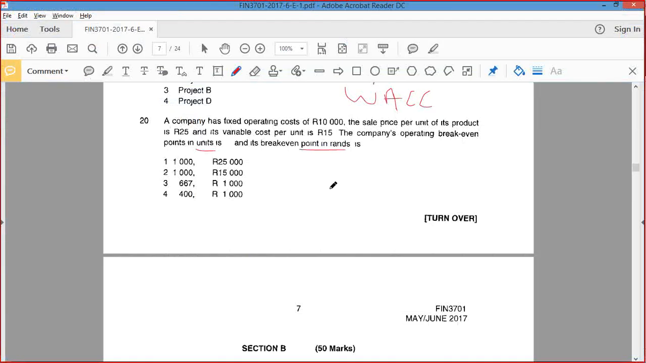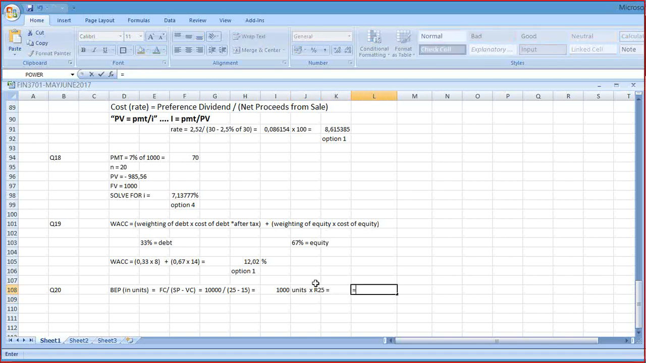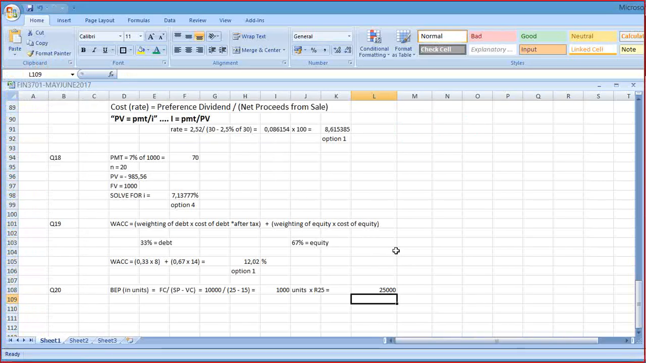Okay, so the fixed costs were how much? 10,000. SP of 25, VC of 15. 10,000 over open brackets 25 minus 15 close bracket equals. Answer 1,000 units. If you want break even in rand, you times it by the selling price. Cool. 25,000. So 1,000 and 25,000, option 1.